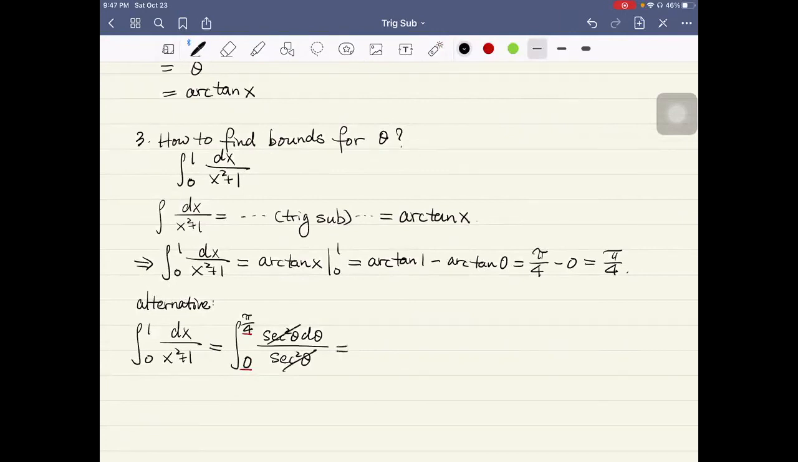So this guy is equal to integral from 0 to pi over 4 d theta is equal to theta. It goes from 0 to pi over 4, which is equal to pi over 4 minus 0 equal to pi over 4.